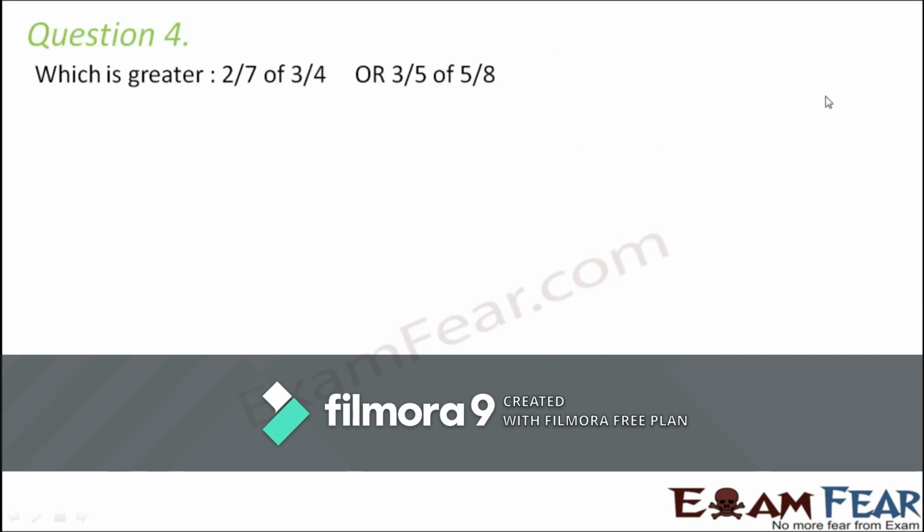Question number 4. Which is greater, 2 by 7 of 3 by 4 or 3 by 5 of 5 by 8? First of all, let us understand what we mean by 2 by 7 of 3 by 4. This basically means 2 by 7 multiplied by 3 by 4. So let's multiply the numerators. It is 3 2s is 6. Let's multiply the denominators. It is 7 4s are 28. So this is 6 by 28. So we can reduce it to its lowest form.